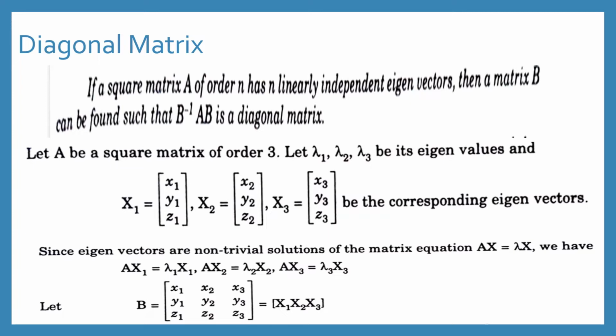If a square matrix A of order n has n linearly independent eigenvectors, then a matrix B can be found such that B inverse AB is a diagonal matrix.